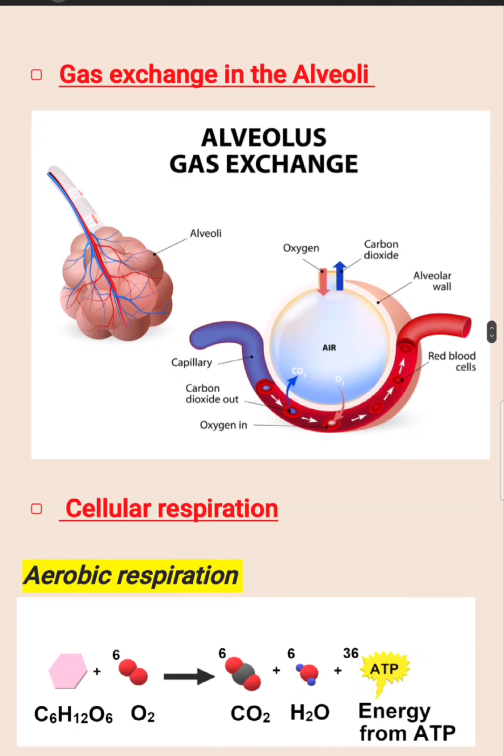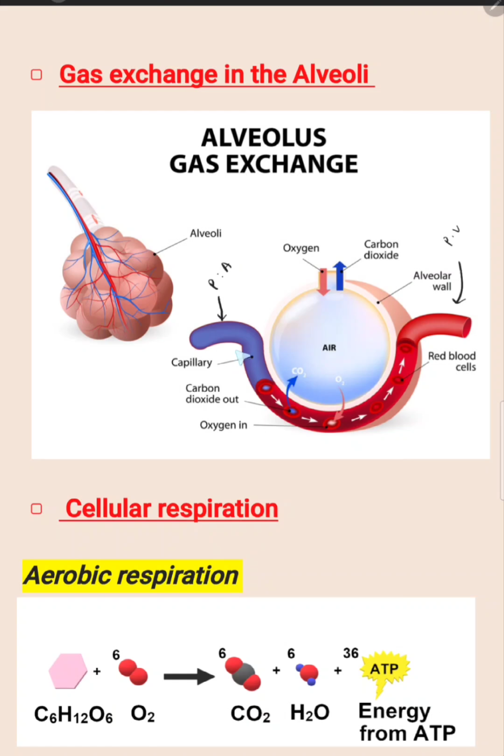It is gas exchange in the alveoli. We already know that the blood supply to the lung is done by the pulmonary artery. This pulmonary artery gets divided and supplies blood to each alveolus by capillaries. This is the capillary of the pulmonary artery. And the blood carried away from the lung is done by the pulmonary vein. The capillaries of the pulmonary vein are here, the pulmonary vein.